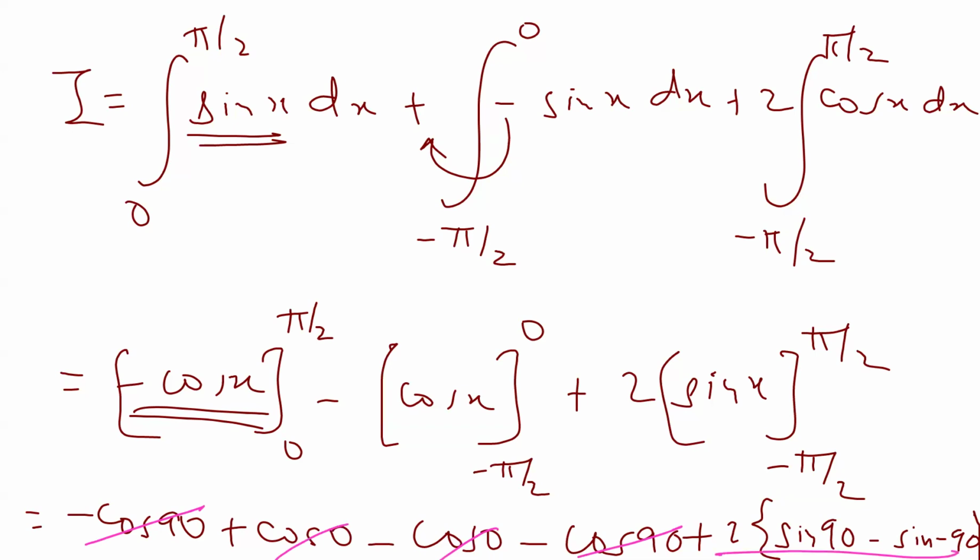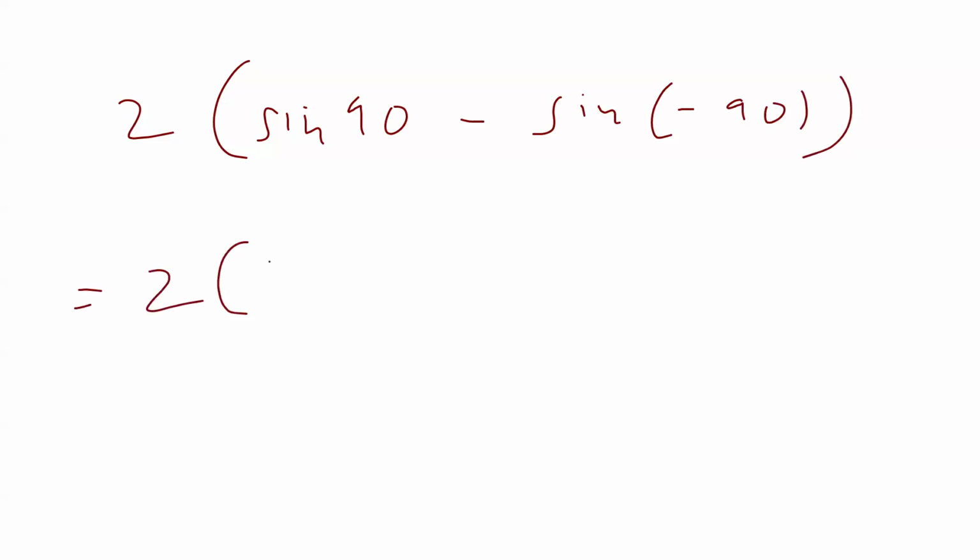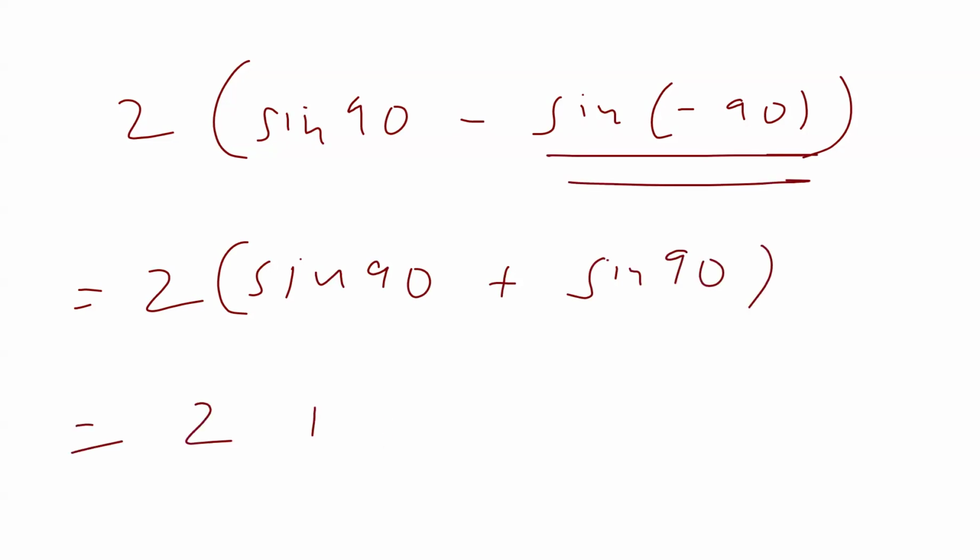So we are left with this 2 sin 90 minus sin minus 90. 2 sin 90 plus sin 90 because sin minus x is minus sin x, and this is 1 plus 1, 2 into 2, which is 4. So do these modulus problems also very clearly. This 3, 4, whatever I've solved, do it very clearly. Fine. Okay, thank you.